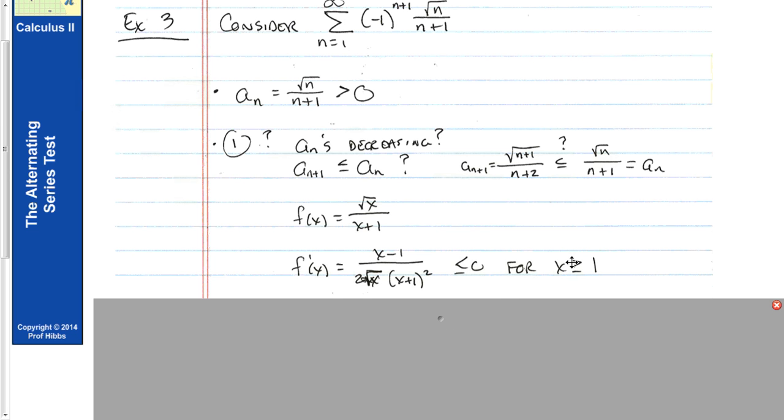So we only care about the x's that are greater than or equal to 1. And in the denominator, if x's are greater than or equal to 1, the denominator is always positive. In the numerator, when x is 1, we have a 0, but when x is bigger than 1, then we have a positive number. And so this derivative is no bigger than 0. It's only 0 when x is 1, and when x is greater than 1, then it's negative.